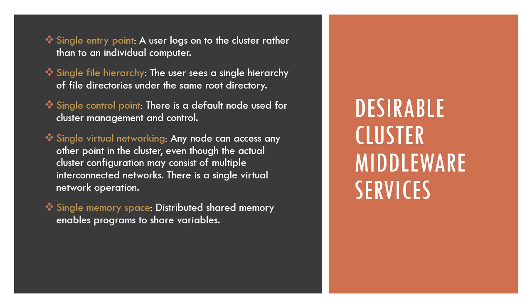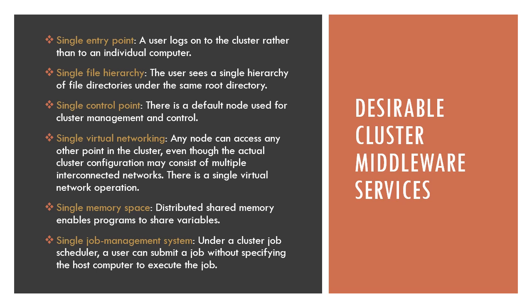Single memory space. Distributed shared memory enables programs to share variables. The RAM card on each computer is obviously accessible to the processors that are on the same motherboard. But one processor on a computer can message a processor in another computer to share variable values from its RAM card. The primary memory is, although distributed among machines, still shared in the cluster. That is why we call it distributed shared.